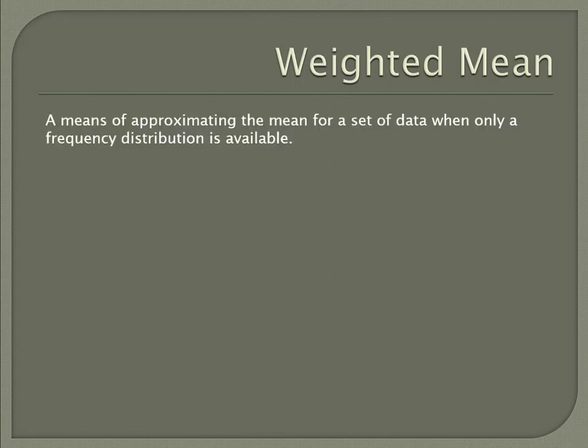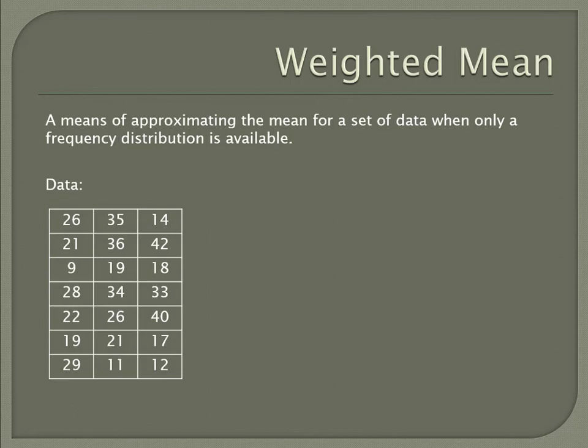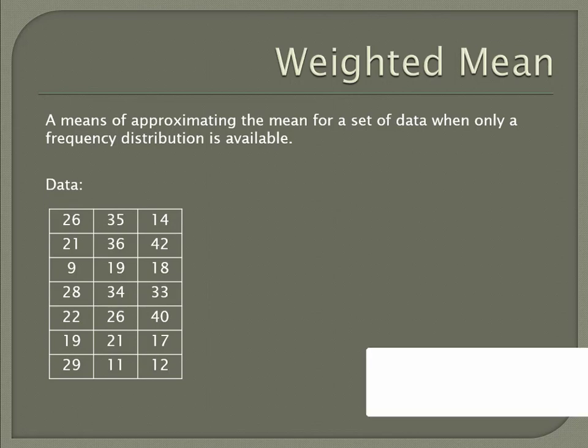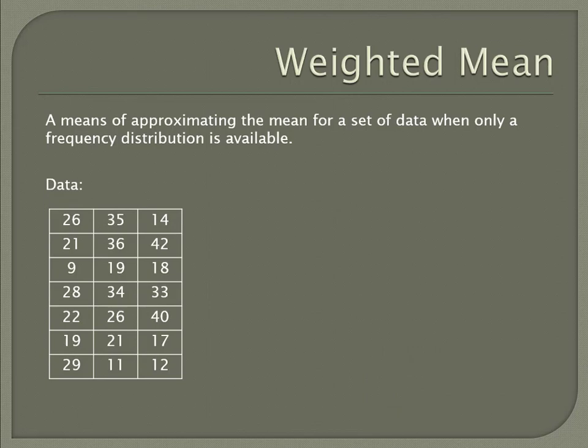The next thing we're going to talk about is called a weighted mean. A weighted mean is a means of approximating the mean for a data set when only a frequency distribution is available. So we know how the data is distributed, but we don't know what the actual data itself is. So I'm going to walk through an example where we take a data set and create a frequency distribution from that data set, and then calculate both the weighted mean of the data set and just the regular mean of the data set.